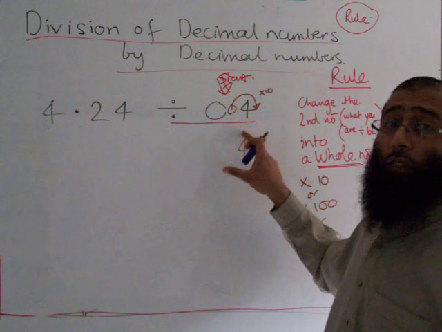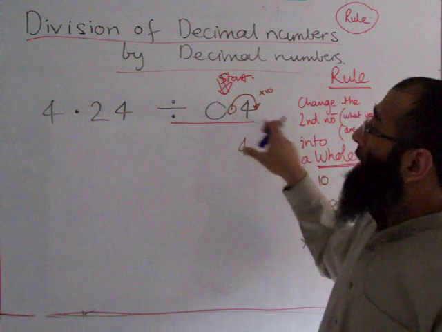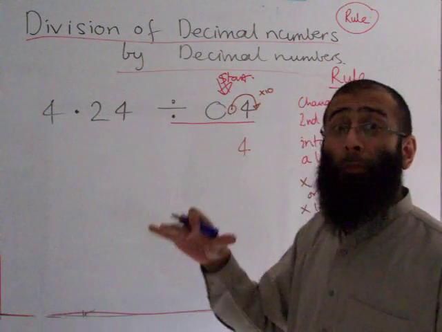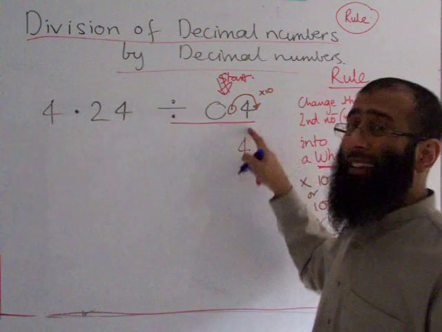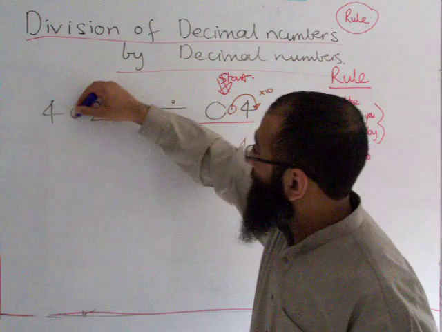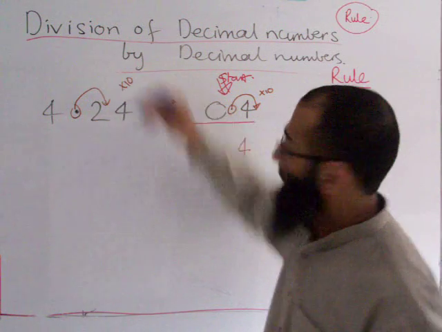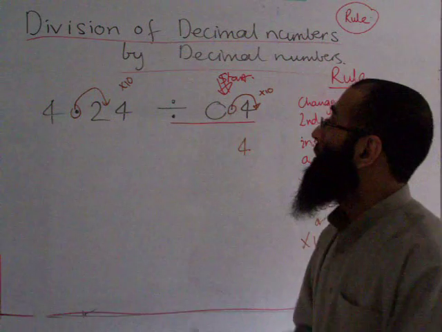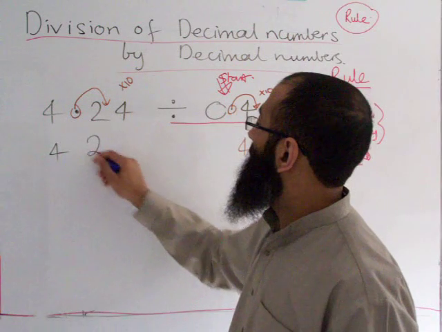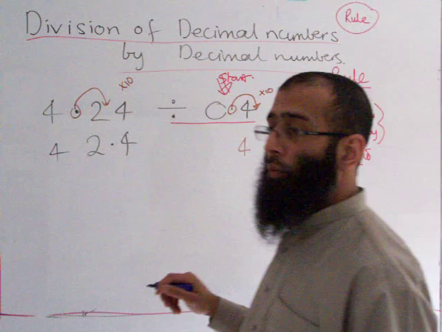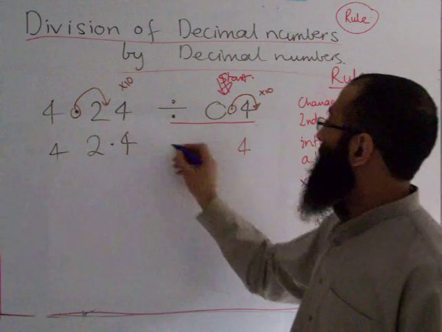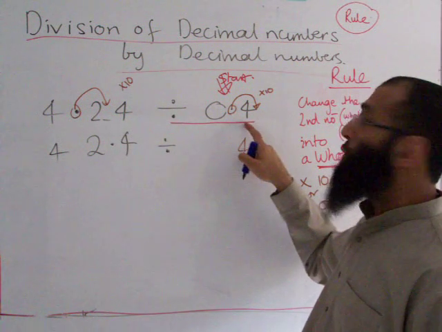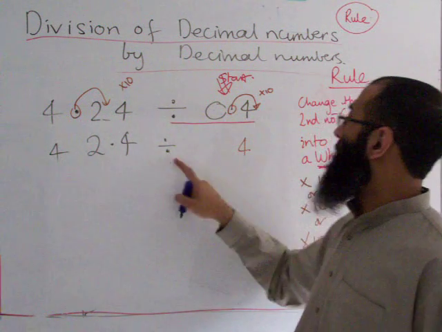So if we have changed the dividing number by making it 10 times bigger, we've got to change the question part to make that 10 times bigger, to make the question equivalent to what it was in the beginning. So what we do to this, we must do to that. So let's multiply that by 10 as well. So that changes the number 4.24 into 42.4. So now we have transformed our question from 4.24 divided by 0.4 into 42.4 divided by 4.